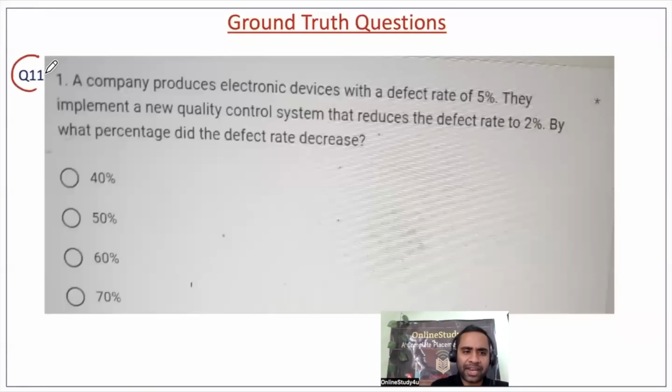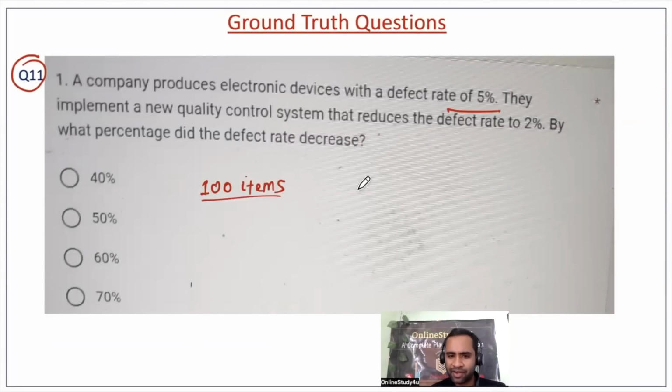Now, question number 11. A company produces electronic devices with a defect rate of 5%. Suppose a company is producing a total of 100 items. Sir, what is your problem? I will always see that you assume the values. How can you assume 100? How can you assume 200?